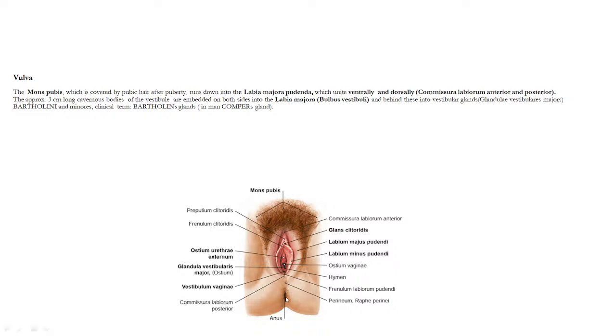The approximately 3 centimeter long cavernous bodies of the vestibule are embedded on both sides into the labia majora, bulbus vestibuli, and behind these are the vestibular glands, glandulae vestibulares majores and minores. Clinical term Bartholin glands. In men, Cowper's glands.